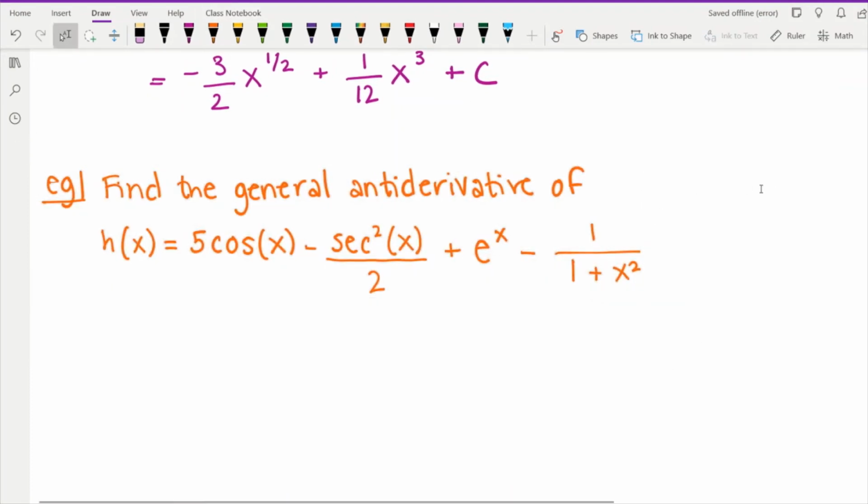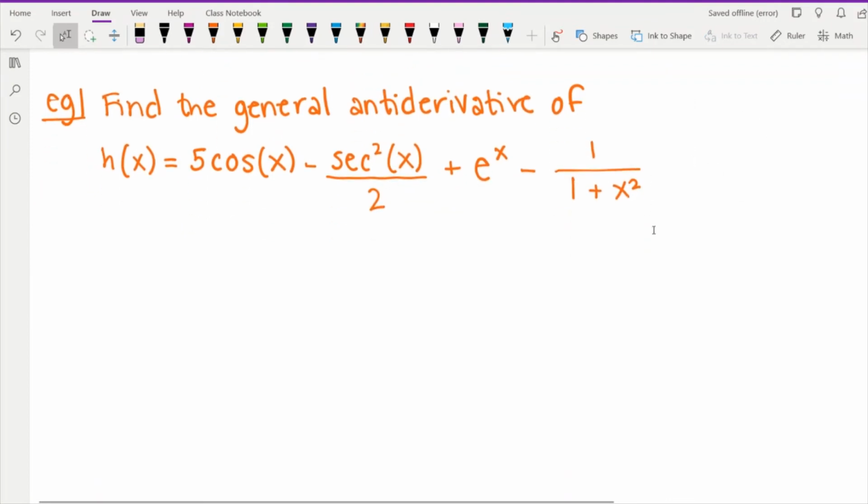Okay, so our next question is asking us to find another general antiderivative. The way that this one is different is now we're going to see some functions that do not use the reverse power rule. So these are going to be functions where you just have to kind of remember some derivative rules from calculus.